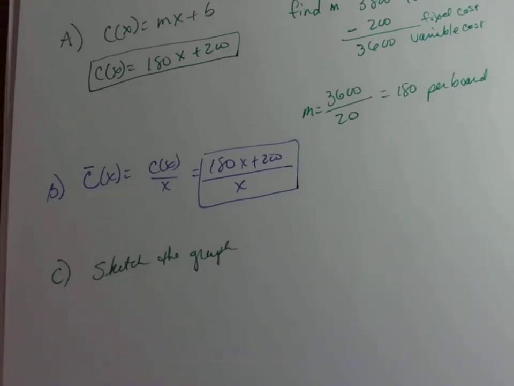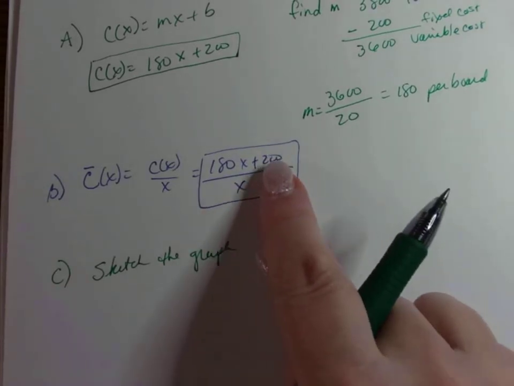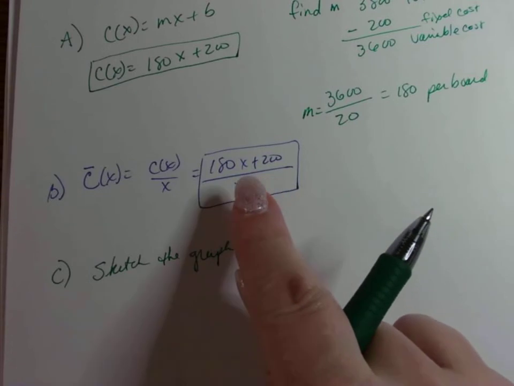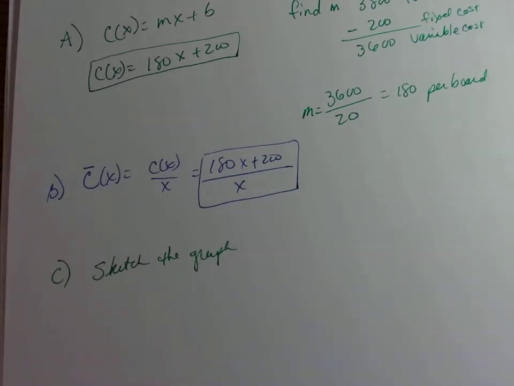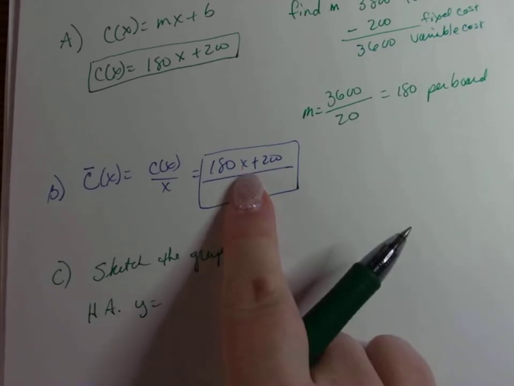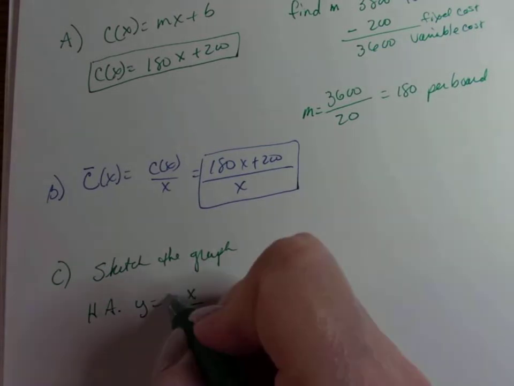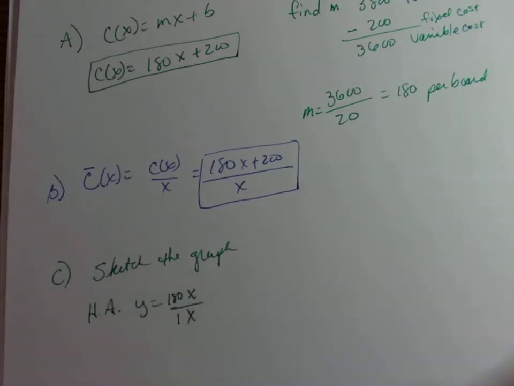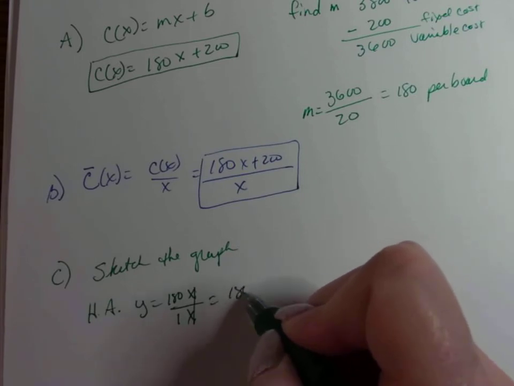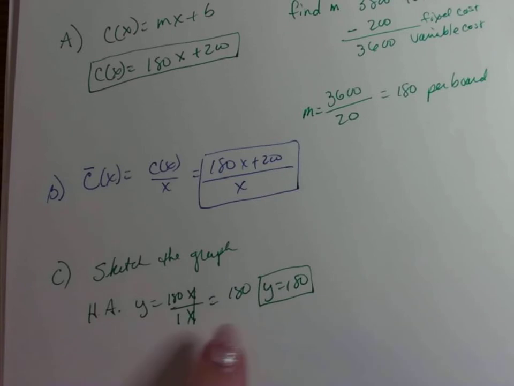All right, so now that we have a fraction, because we're sketching the average cost function, we have to worry about a horizontal asymptote. So if we look at the horizontal asymptote, remember it's going to be y equals, and the degrees are going to match. The highest one is x, and on the top we have 180, and on the bottom we have 1. The x's will cancel, so 180. So y equals 180 is our horizontal asymptote.